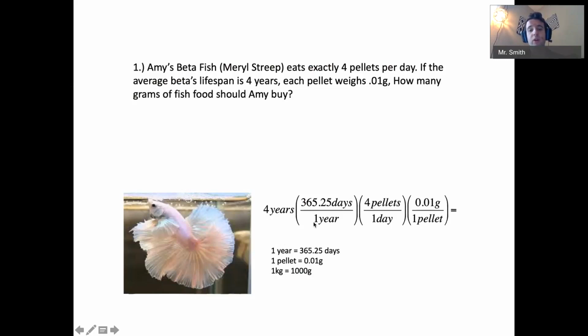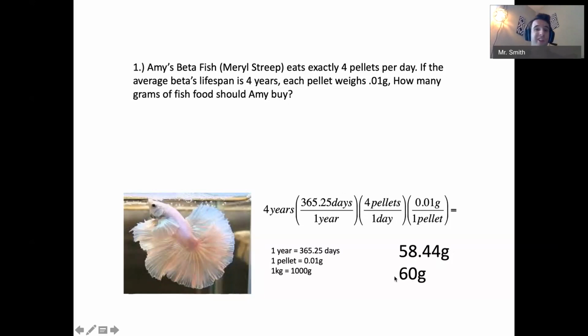We know that for every 1 year, we have 365.25 days. We know that over the course of 1 day, they consume 4 pellets. So again, notice here how years are canceling out, days are canceling out, and then pellets also cancel out. And then I want you to notice on the math that I'm taking 4, multiplying it by 365.25, multiplying it by 4, and then multiplying it by 0.01, and that's going to give me 58.44 grams. And then rounded to 1 sig fig, just because it's 4 years, that is 60 grams.